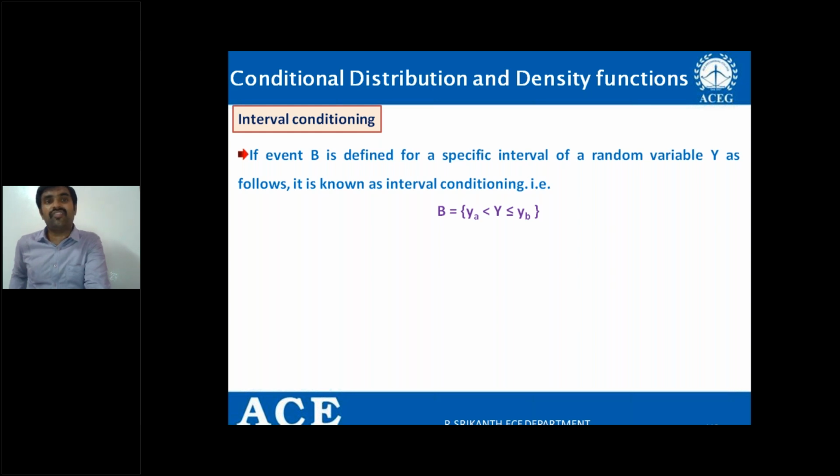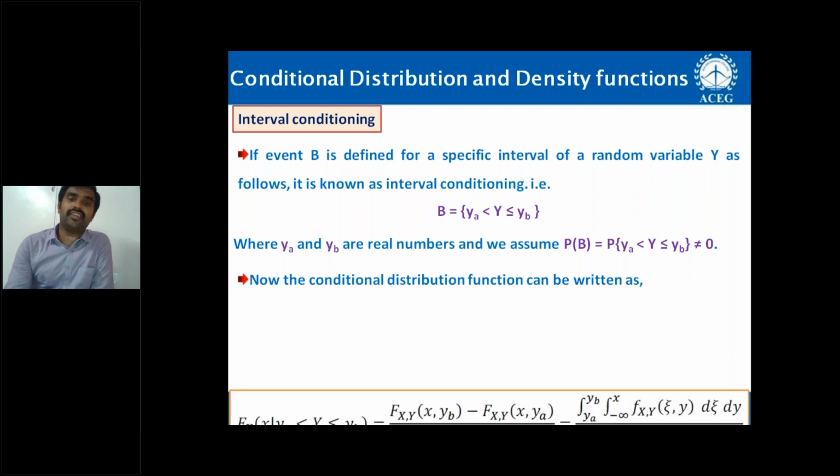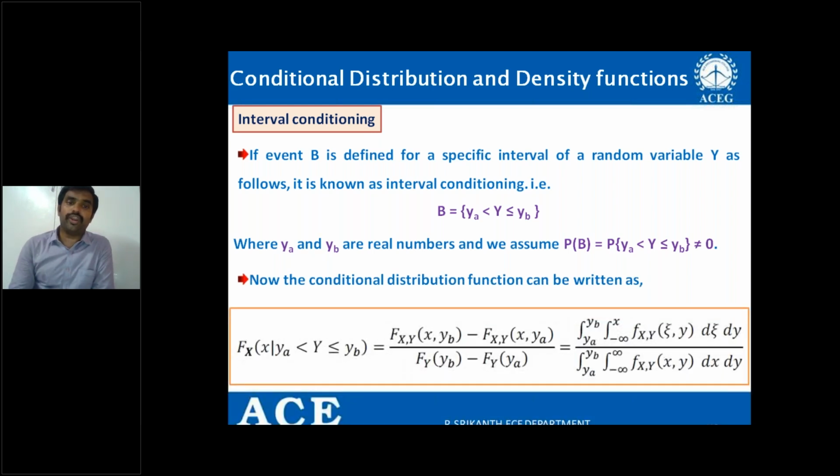If event b is defined for a specific interval of random variable y as follows, it is known as interval conditioning. That is, b equal to ya less than y less than or equal to yb, right? In such a scenario, the probability of that particular event must always be a non-zero value, then only can I apply the condition, right? Now the conditional distribution function can be written like this. The only change you can observe here is, earlier we used to have y minus delta y to y plus delta y. Now we have ya to yb.